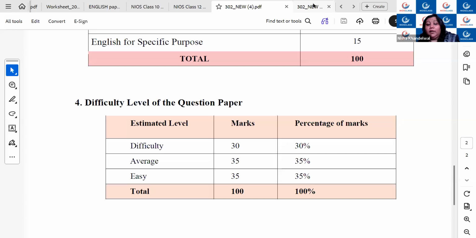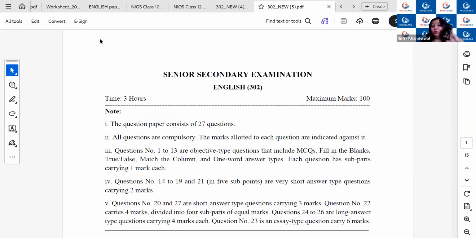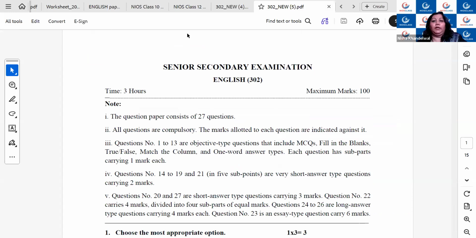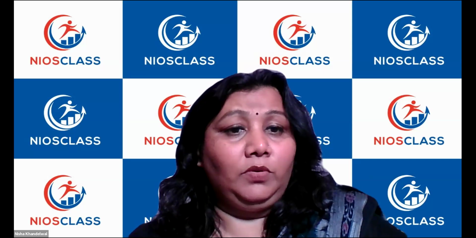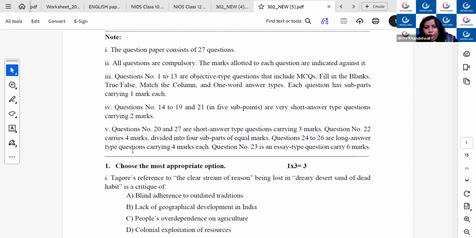Now we need to understand the question paper, how it looks. If you can see my screen now, I'll share once again. Here we are. So I'm showing you the sample paper. Because this time the syllabus has been changed, the pattern has also changed a little. We need to understand how it is going to be.